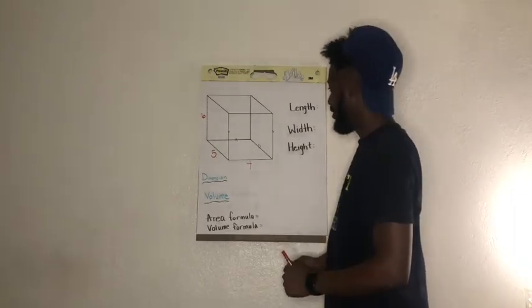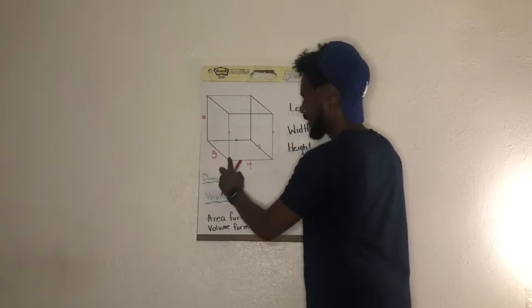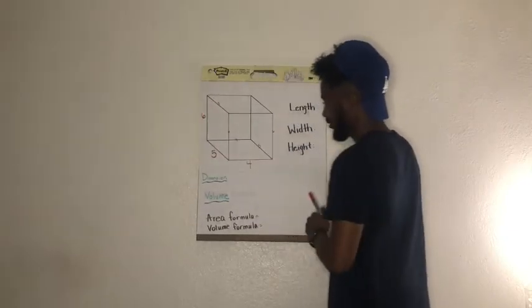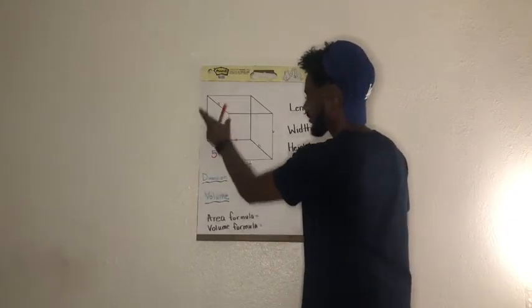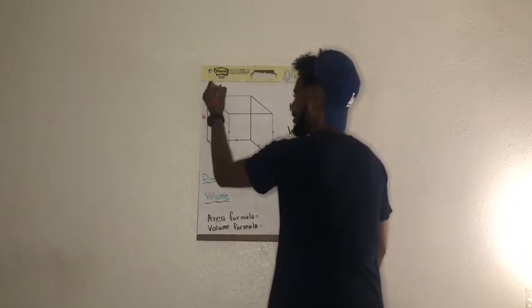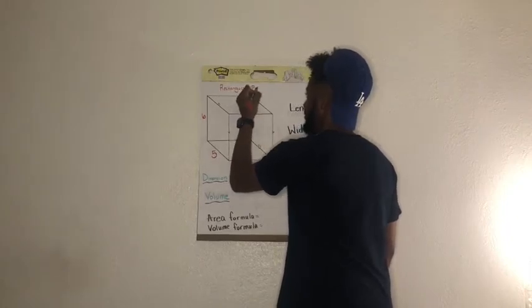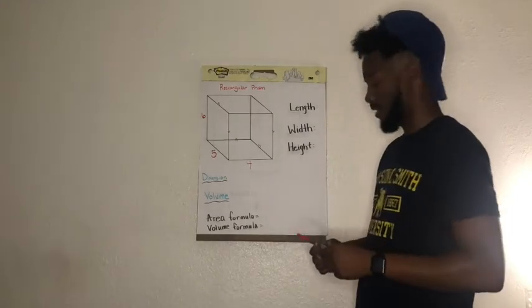By looking at this shape, I see that it's made up of some rectangles. The base is a rectangle and the side is a rectangle. So I would call this figure a rectangular prism. Okay, so we've got our rectangular prism in front of us.